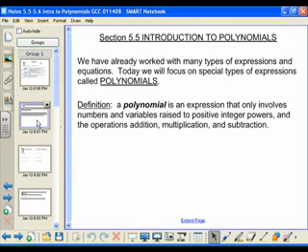So we've already worked with many types of expressions and equations. Today we're going to focus on special types of expressions called polynomials. Notice another definition. A polynomial is an expression that only involves numbers and variables raised to positive integer powers and the operations of addition, multiplication, and subtraction.